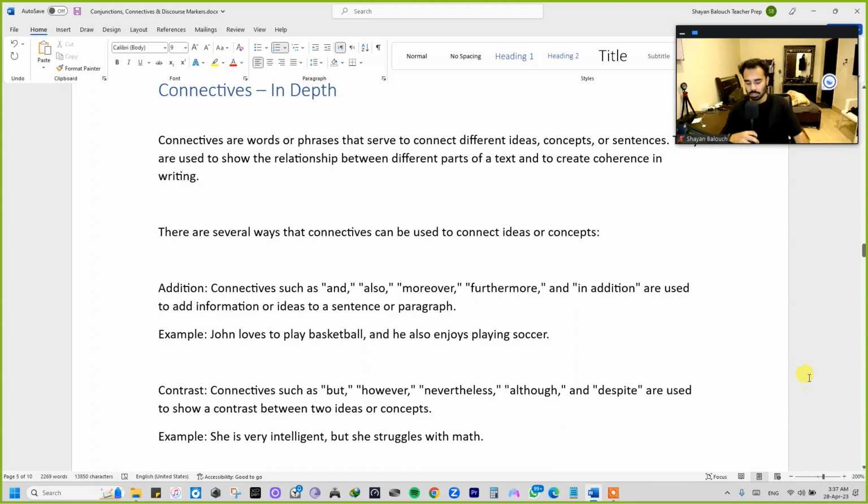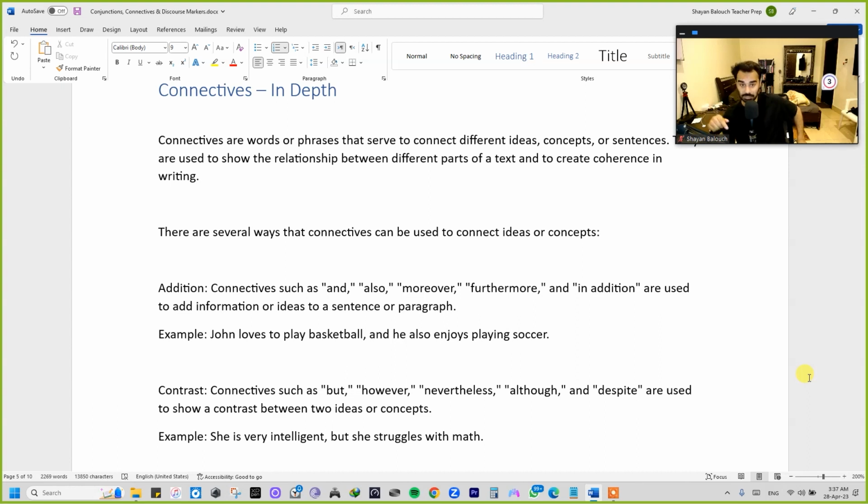So now, when we have to study the connectives and we have to add something to our sentences, in that particular instance, connectives such as and, also, moreover, furthermore, in addition are used to add information or ideas to a sentence or a paragraph. For example, John loves to play basketball and he also enjoys playing soccer.